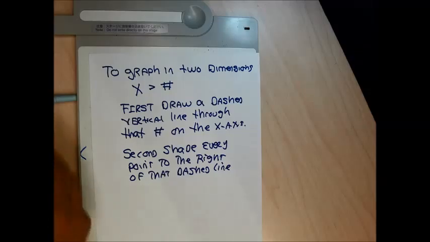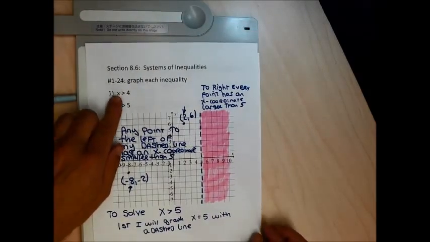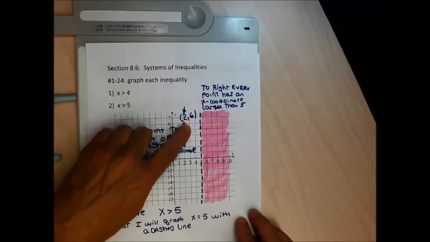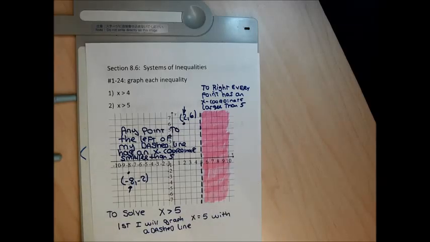So when you go to do problem 1, you're going to graph on a xy plane, x is greater than 4. You're going to draw a dashed line through 4, and then you're going to shade off to the right and cover up every point to the right of that line, because every point to the right of that line will have an x coordinate that's strictly bigger than 4.